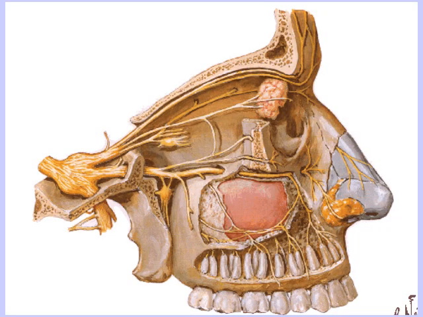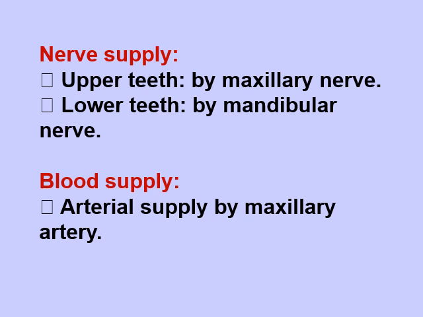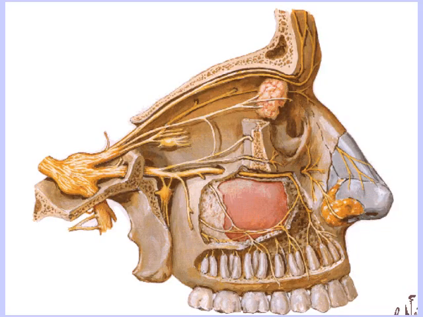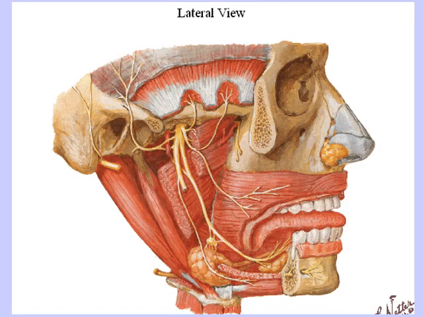Nerve supply to the teeth: upper teeth supplied by maxillary nerve, lower teeth supplied by mandibular nerve. Blood supply: arterial supply of the teeth is derived from the maxillary artery. Maxillary and mandibular are responsible for supplying the upper and lower teeth. This is the mandibular nerve through the inferior alveolar nerve supplying the lower teeth.